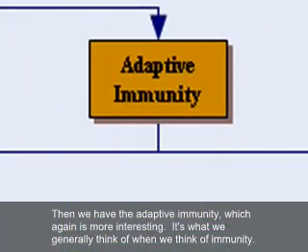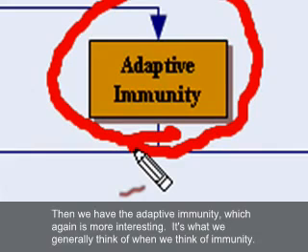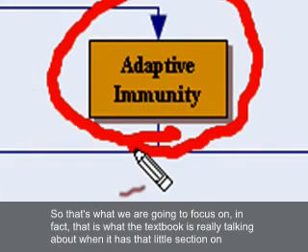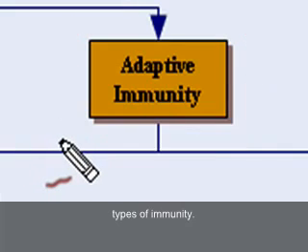Then we have the adaptive immunity, which again is more interesting. It's what we generally think of when we think of immunity. So that's what we're going to focus on. In fact, that's what the textbook is really talking about when it has that little section on types of immunity.